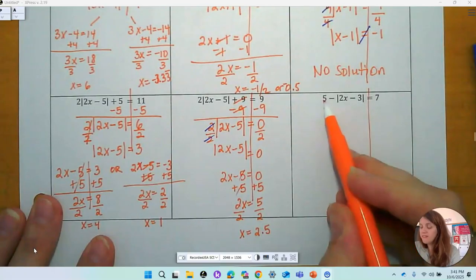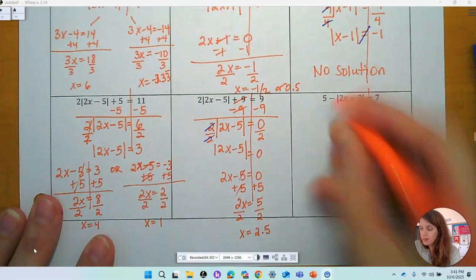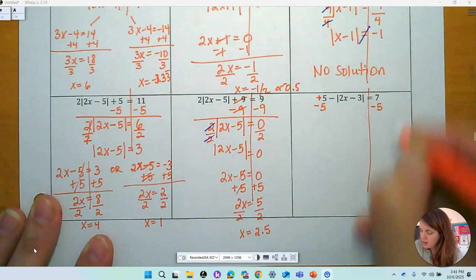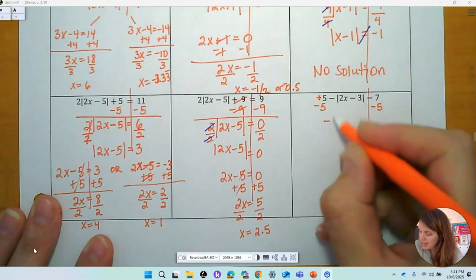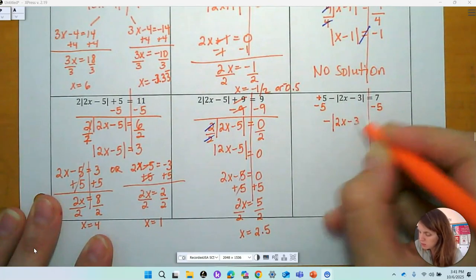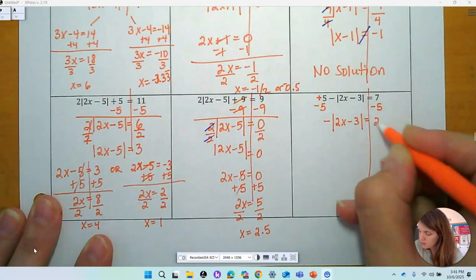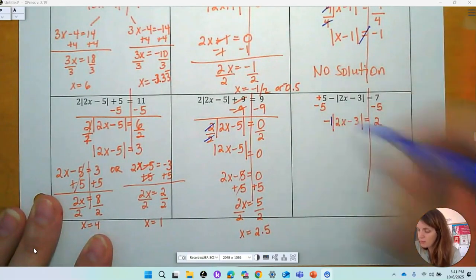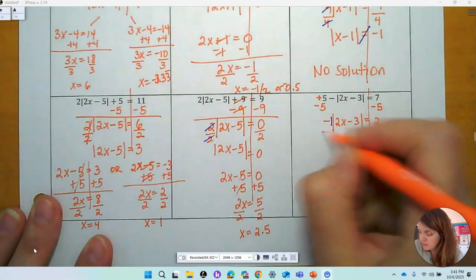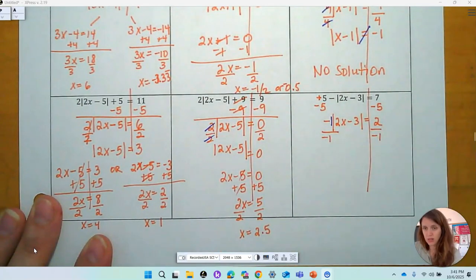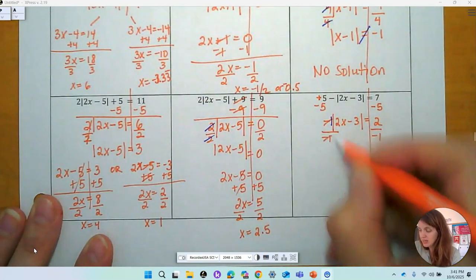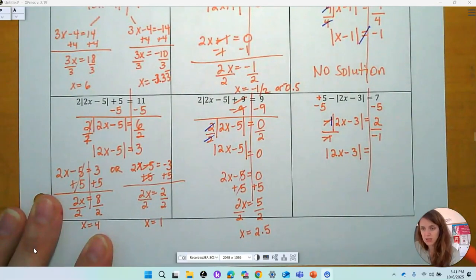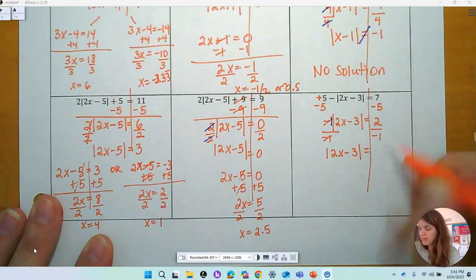This one's a little trickier because the 5 is in the front, but remember, when there's a 5 in the front, this is a positive 5. So we are going to subtract 5, and we still have our negative 2x minus 3 is equal to 7 minus 5 gives me 2. This negative here, remember, if you have a negative and no number, that means there's a negative 1. So I'm going to divide by negative 1 and divide by negative 1. Now I can see that this and this cancel.